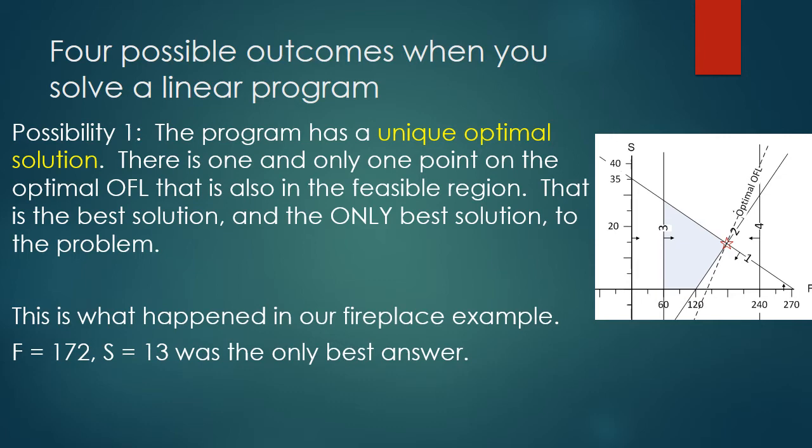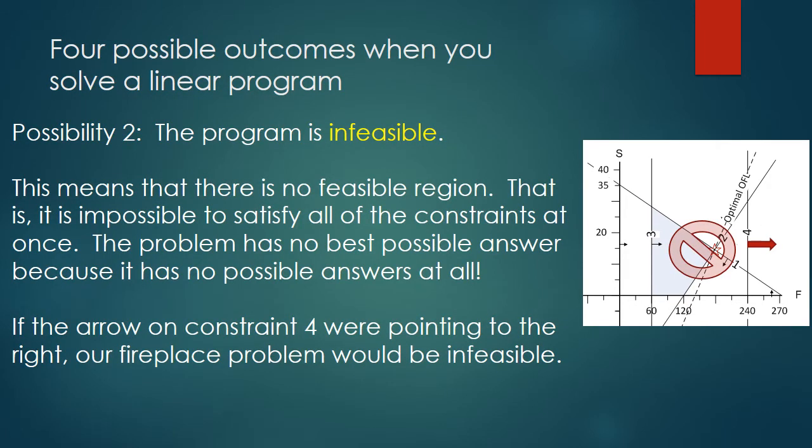But there are other possibilities. One other possibility is that the feasible region doesn't exist at all. Here I've made a little change in my program. Constraint 4 used to have its arrow pointing to the left. I've just changed it so the arrow points to the right. That is, constraint 4 now says you have to make at least 240 fireplaces. Well, it turns out that's impossible to do. I can't meet my budget limitations and my demand limitations and also make 240 or more fireplaces.